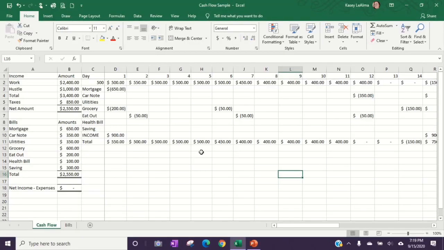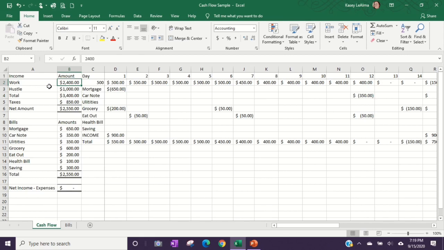Okay guys, here is a sample cash flow. These are not real numbers. I just put them together to show you how I use a cash flow in my budgeting. So over here I have some income numbers and some bills, and this is called a zero-based budget, sorry.